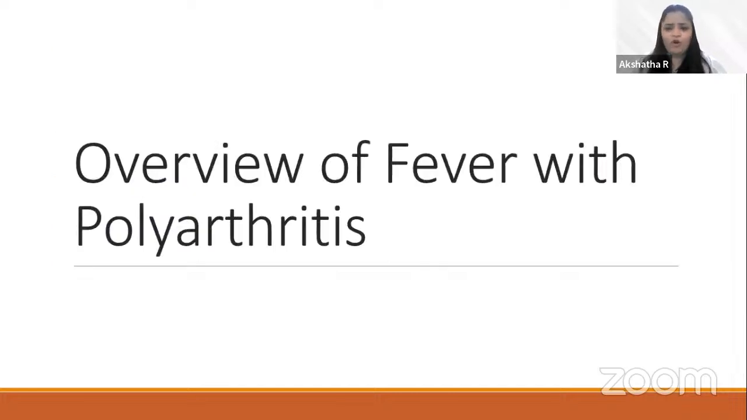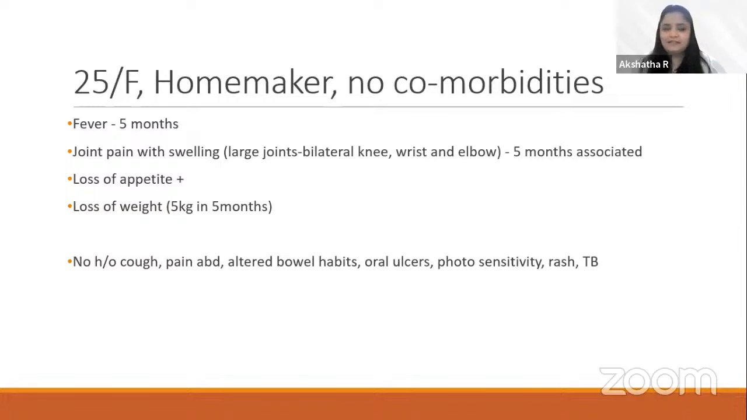Just an overview of fever with polyarthritis, we'll jump into the case. We have a 25-year-old female homemaker with no comorbidities coming to us with a history of fever, which was intermittent, low grade, and would subside on medication, for the past 5 months. This was associated with joint pain with swelling. Initially it started in the right knee, then both knees, then the wrist and the elbows, and this was also around for 5 months.